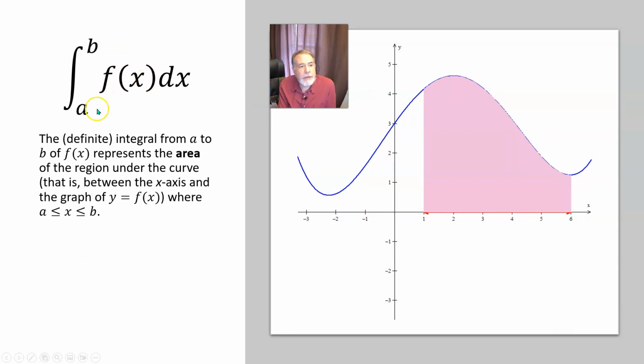Then the definite integral from a to b of f of x dx would represent the area of the region under that curve. That is, between the x-axis and the graph of y equals f of x. So vertically, you go from the x-axis up to the graph of the function. And horizontally, you start where x is the bottom number, and you go over until you get to where x is the top number. So you're limited by those limits of integration.